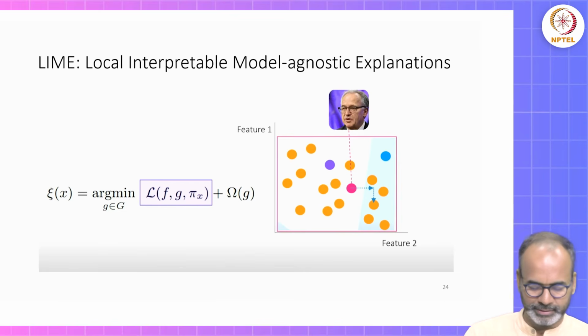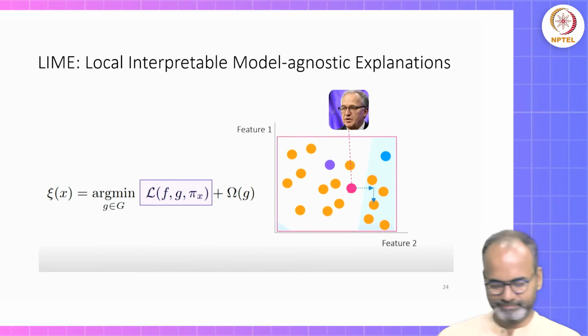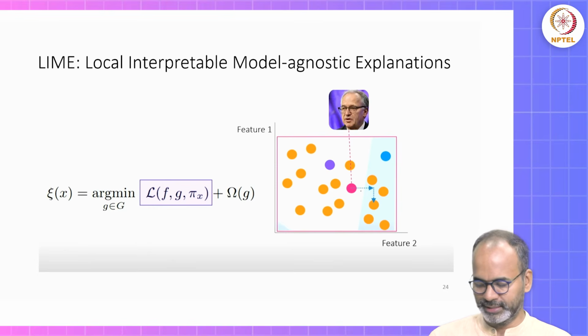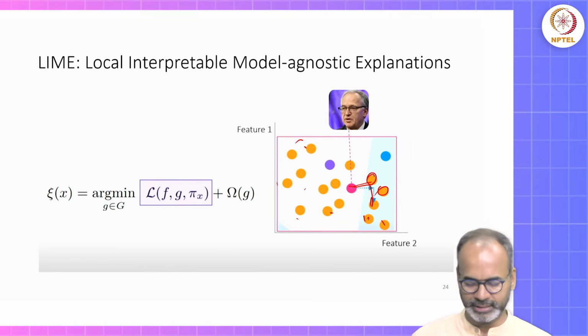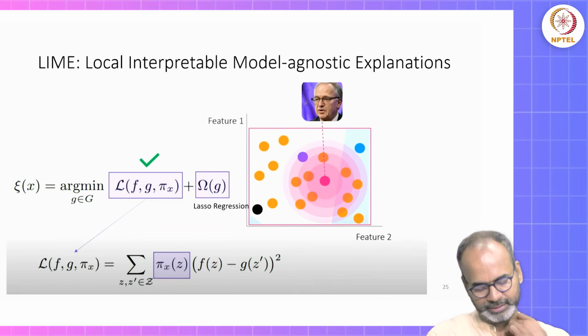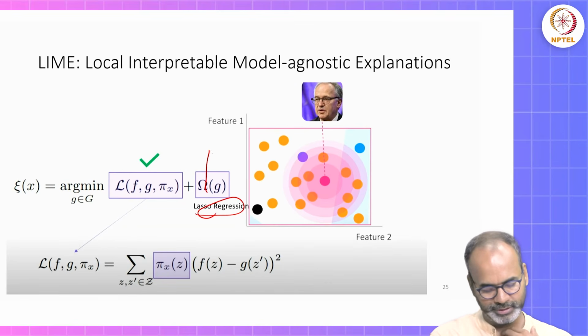Right? So what I drew before is what is here. Lots of data points are created. All these orange ones are data points that are created by changing the two features. And the lasso regression is what I said before.